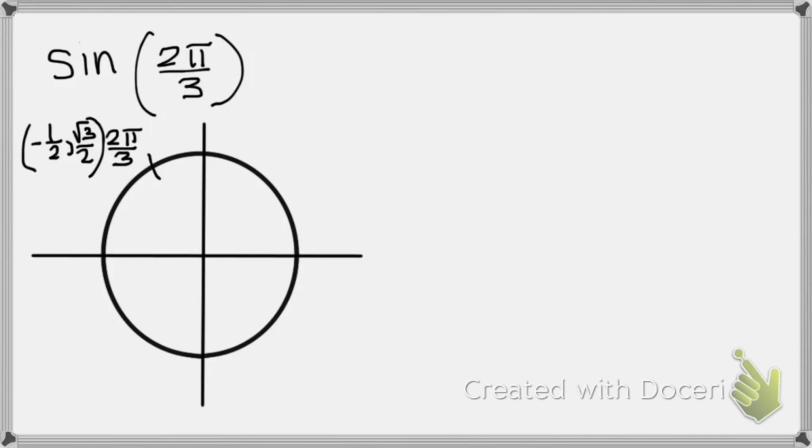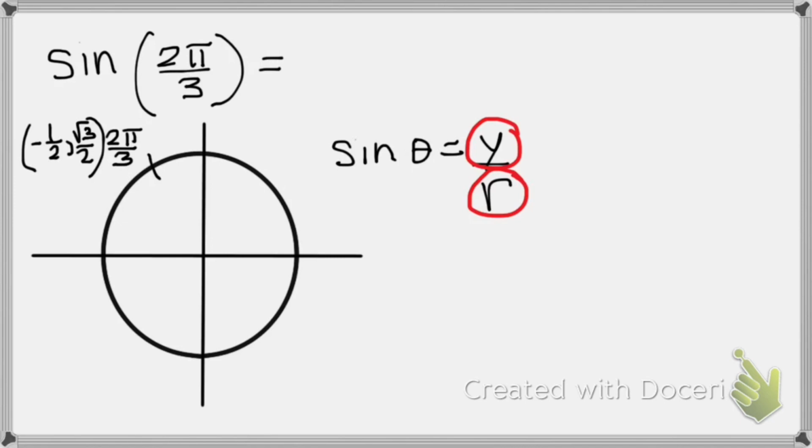So to evaluate sine of 2 pi over 3, I simply find 2 pi over 3 on the unit circle. I consult my list of definitions of the various trigonometric values. Here I'm looking at sine theta, y over r. So that means I want the y coordinate, and r, which for a unit circle is 1. The y coordinate here is rad 3 over 2. Sine of 2 pi over 3 is rad 3 over 2, and then of course over r, which is over 1, which doesn't affect that value at all.